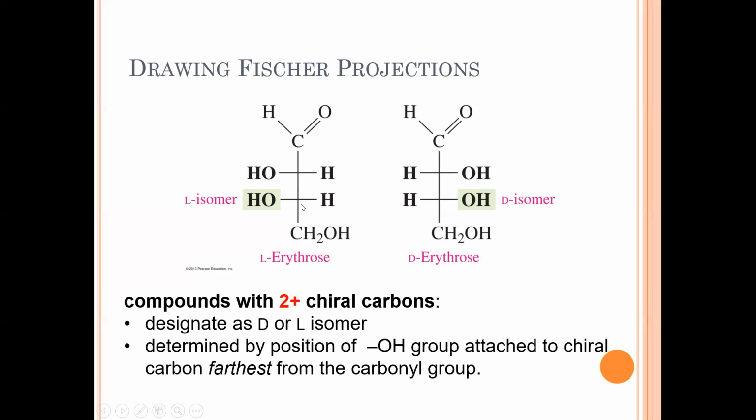And if we at least have two or more in the middle, we can be in an L or D arrangement. And if we go to the last chiral carbon, if the OH group on that chiral carbon is on the left-hand side, it's an L isomer. If it's on the right-hand side, it's D.